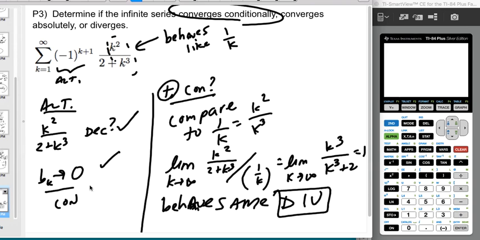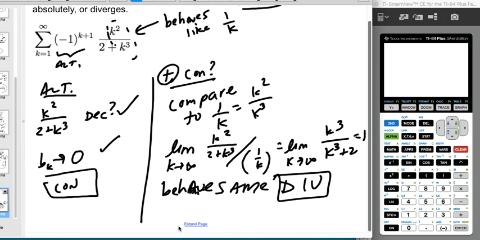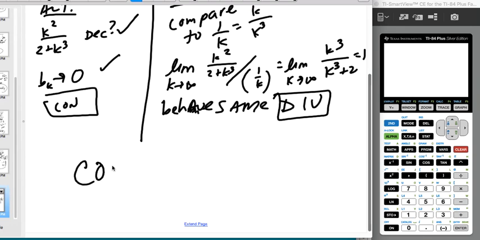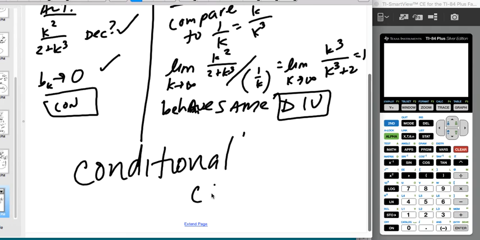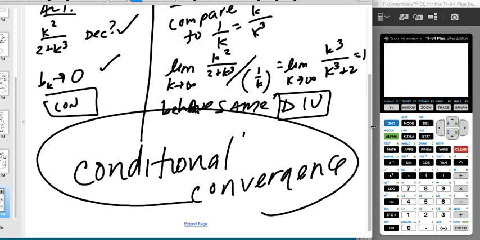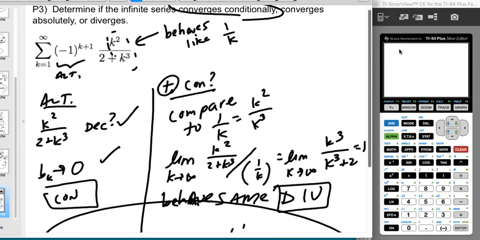Okay, so if it converges as an alternating series but diverges as an all positive series, this is called conditional convergence, or converges conditionally, either one's fine. So conditional because it diverged when it was all positive. And that is the difference between absolute and conditional convergence.